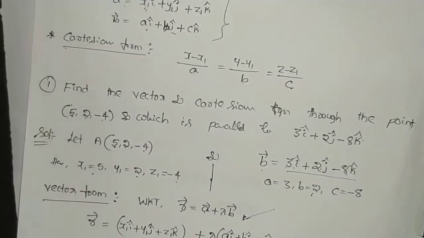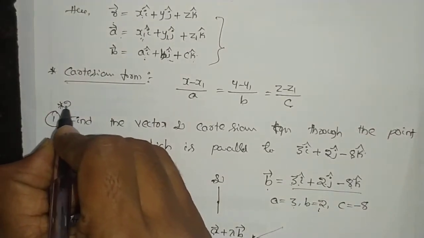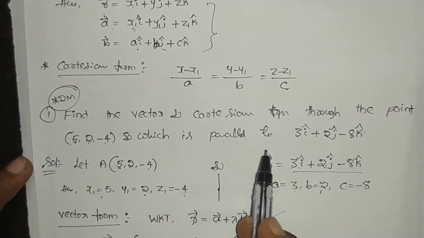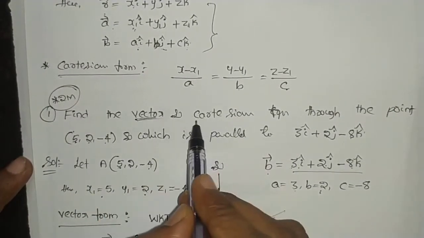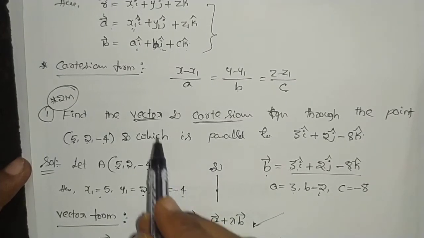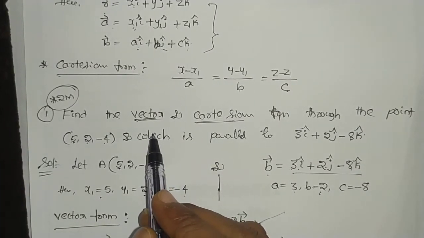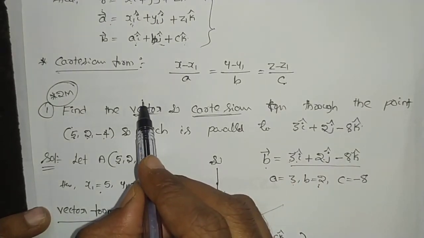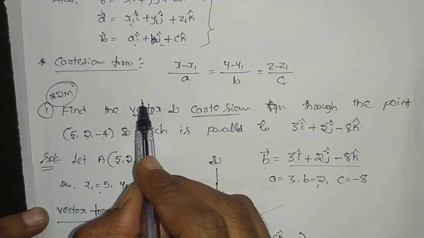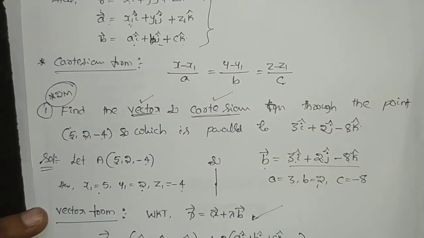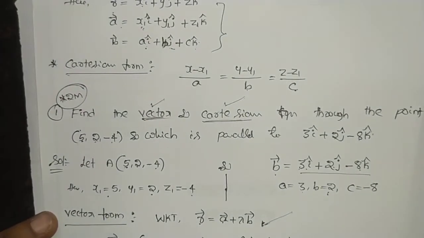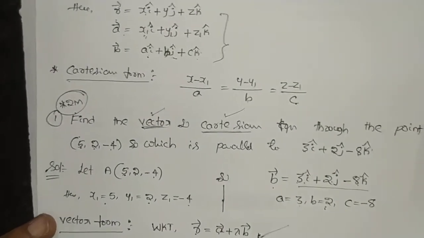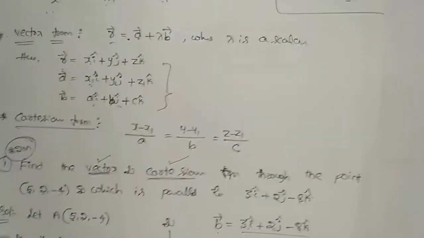Understand? And also it is an important question for 2 marks. Maybe in your examination they will ask only one thing, either the vector form or the Cartesian form. It is an important one, kindly mark it as an important problem. Next we will move on to one more question based on this.